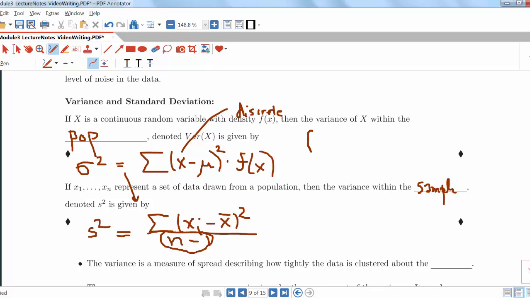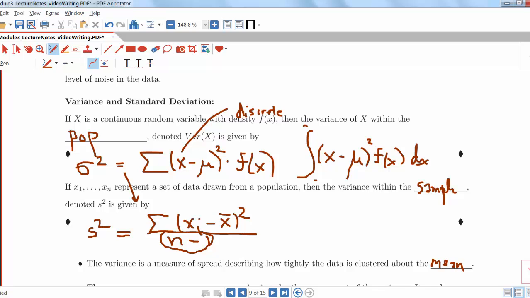For continuous, all I'm going to do is replace the sum with an integral. So it's going to be x minus mu squared times f of x dx, and I'm integrating over my support. A lot of times I don't put these values in. I'm just assuming you're going to say, hey, the support is 0 to infinity, but we have to give that to you, so you'll just use the support values there. So the variance is a measure of spread, how the data is clustered about the mean of the distribution.